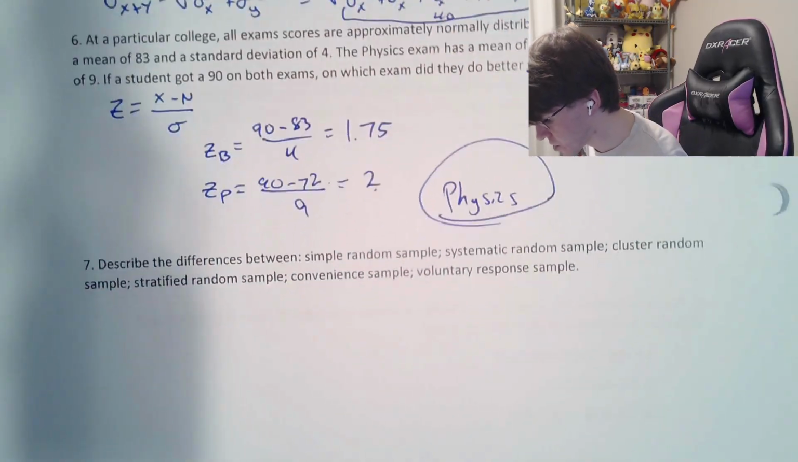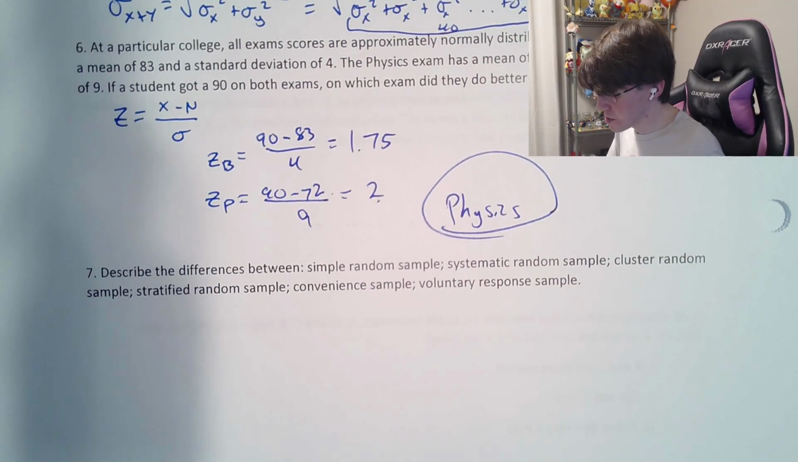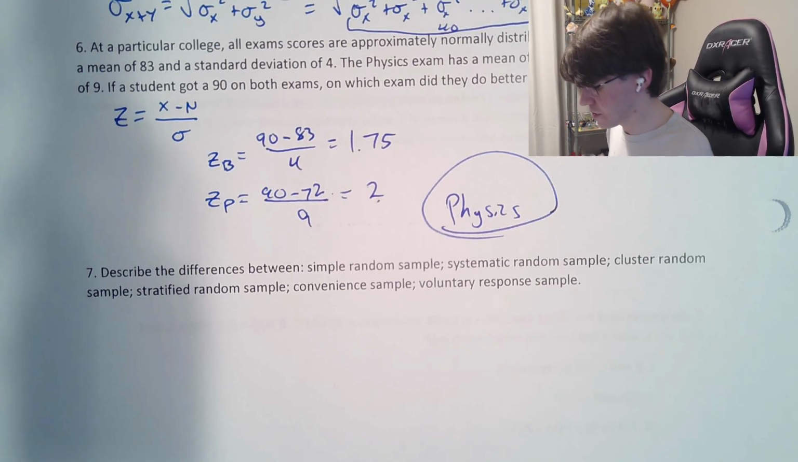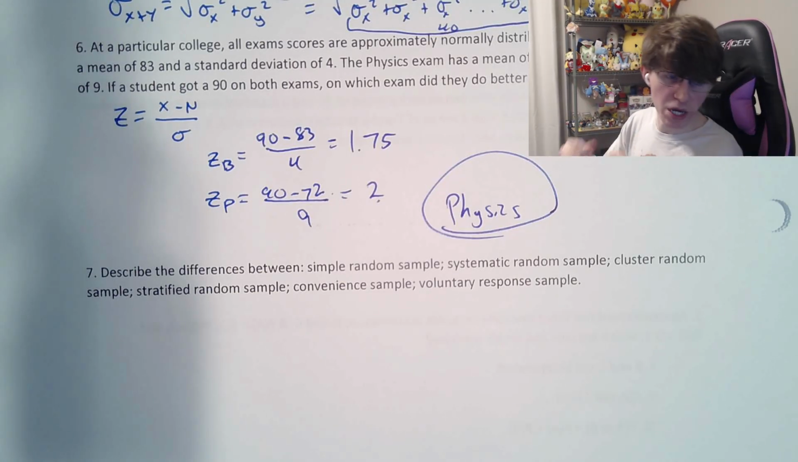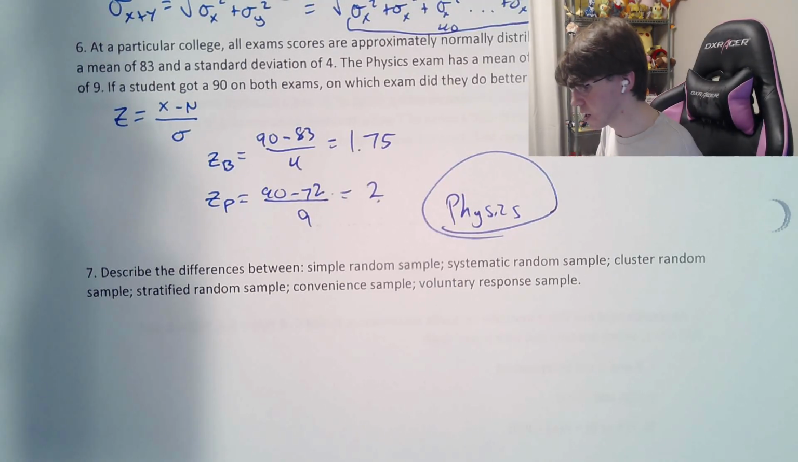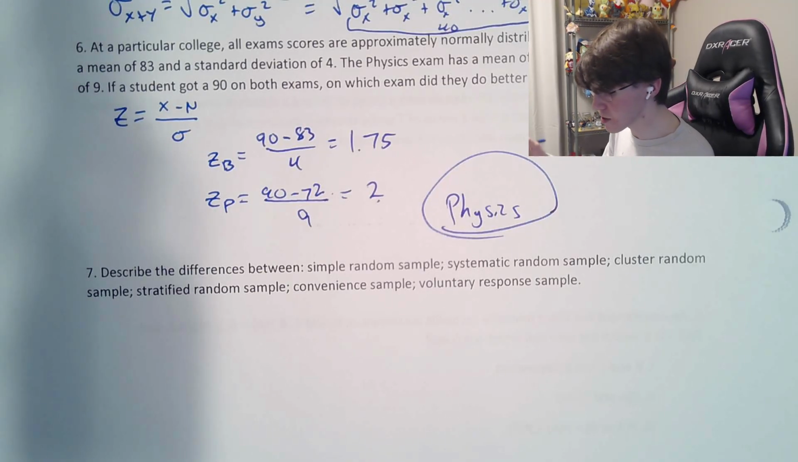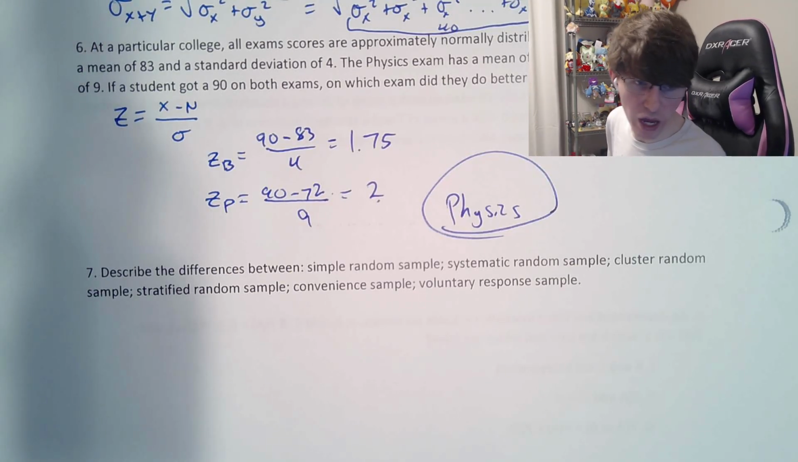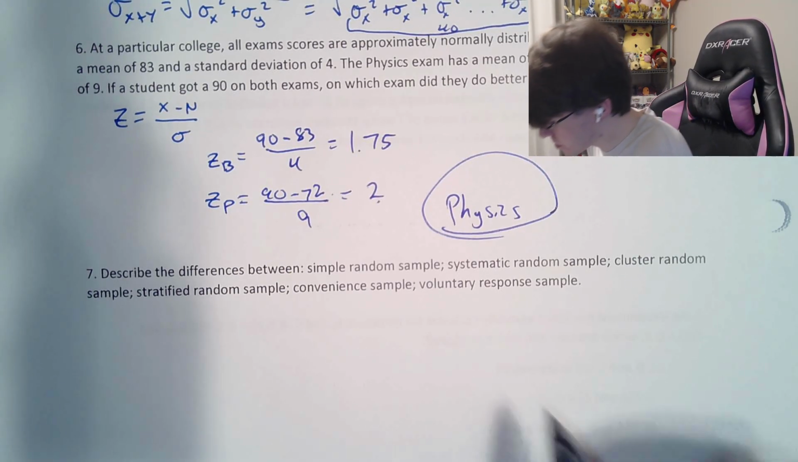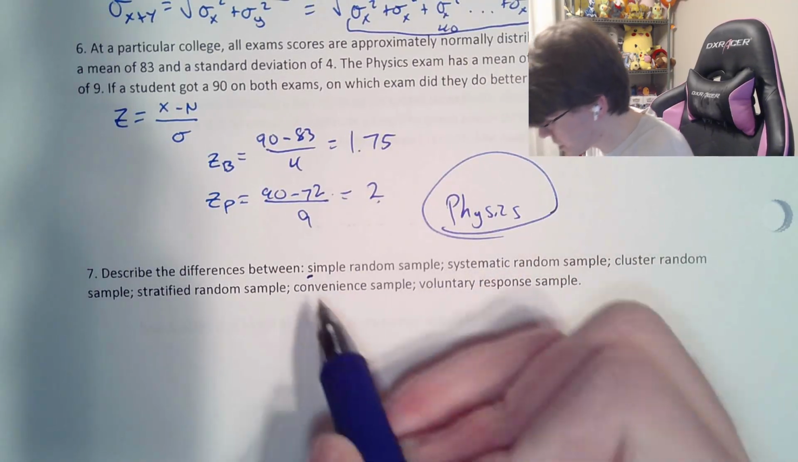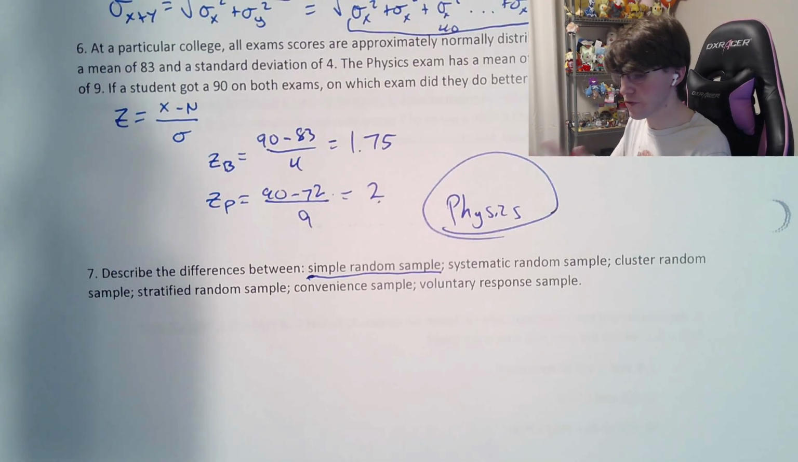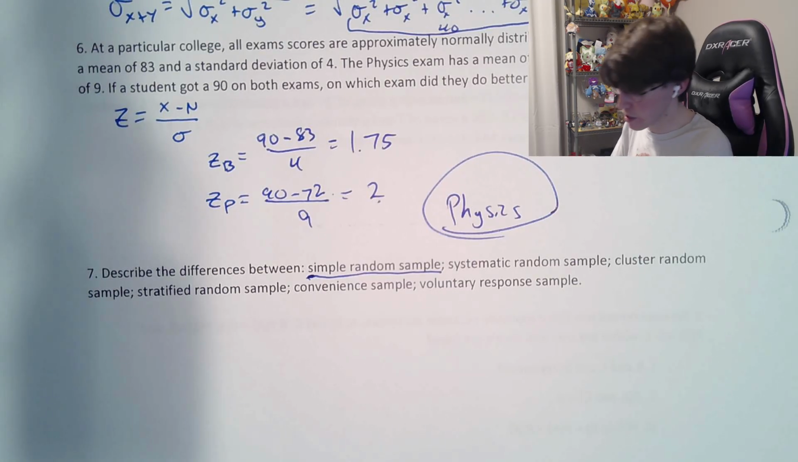Number 7, describe the differences between simple random sample, systematic random sample, cluster random sample, stratified random sample, convenient sample, voluntary response sample. So the idea is on the actual test, it's going to tell you which one of these is a cluster sample, which one of these is a stratified sample, and you have to answer them. So for our simple random sample, this is the most basic one. We just call it an SRS. I don't have much to say about it, but it's clearly random throughout the entire population. Every single person in the population has the same chance of success.